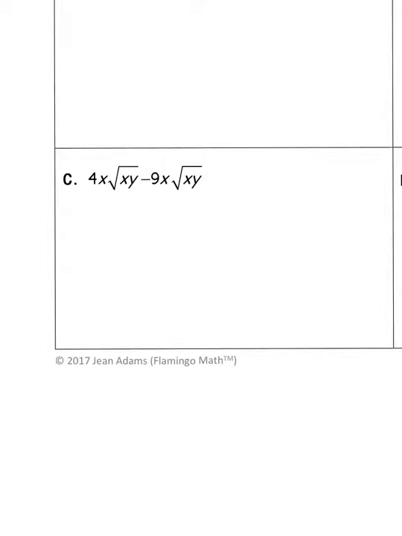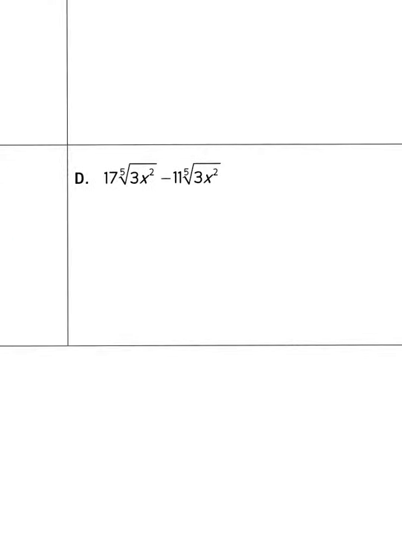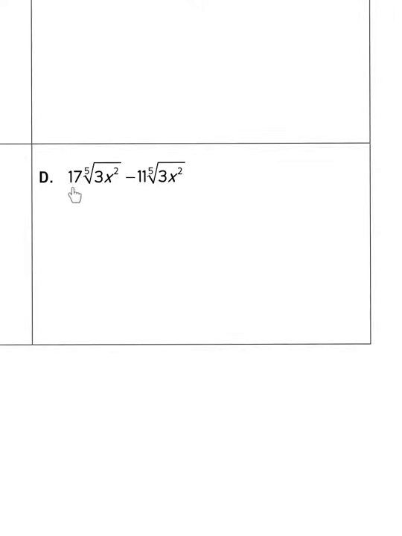Okay, so this time I've got, again, the same index and radicand, so I'm just going to take 4x's and subtract 9x's. And so that's going to give me negative 5x's times the square root of xy. And then for D, I've got 17 minus 11, which is 6. So that's going to give me 6 fifth root of 3x squared.